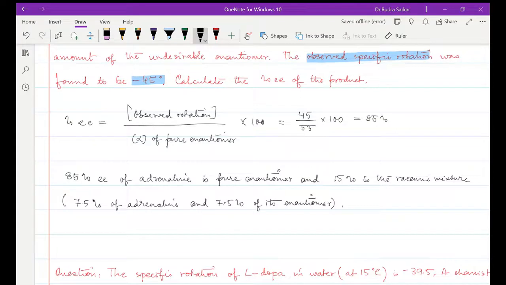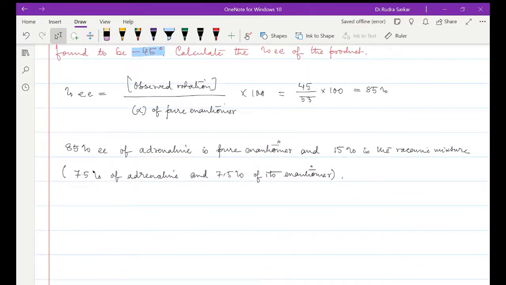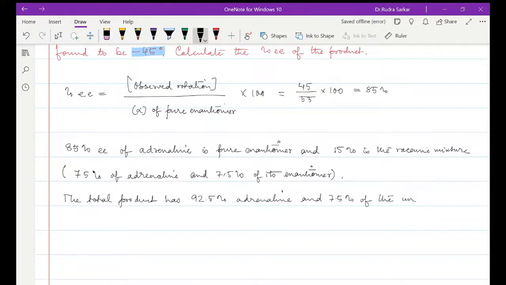So this means, in other words, the total product has 92.5% of adrenaline and 7.5% of the undesired mixture. Okay, that is what it means.